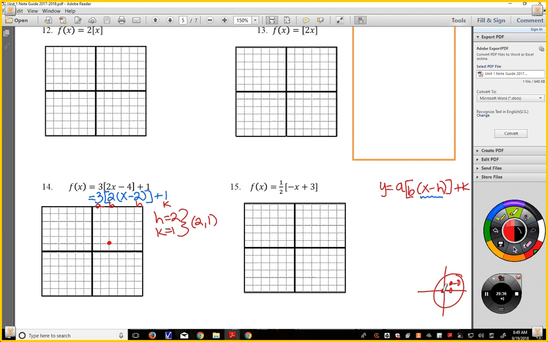This B value right here affects the horizontal length of our step, but it has that weird relationship where the 2 means it's getting there twice as fast, which actually means the step only takes half as much space as it used to, because we finish it quicker. So our step is going to be half a unit long from this 2 right here. So that's the horizontal length. I'm going to draw my steps half a unit long.